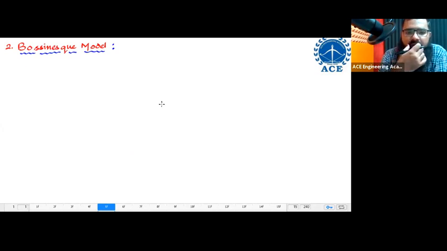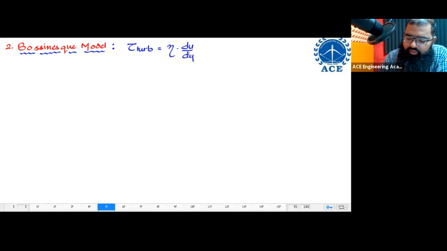According to Boussinesq, first of all, Boussinesq was a French mathematician. He came to a conclusion that why don't we represent tau turbulent just the way we are having tau laminar? So he said, let us write tau turbulent is equal to. Now, how did we have tau laminar? We had something called viscosity. He said, let us take something called eta over here, which is similar to viscosity, multiplied to du by dy. So eta multiplied to du by dy. This is what he said.